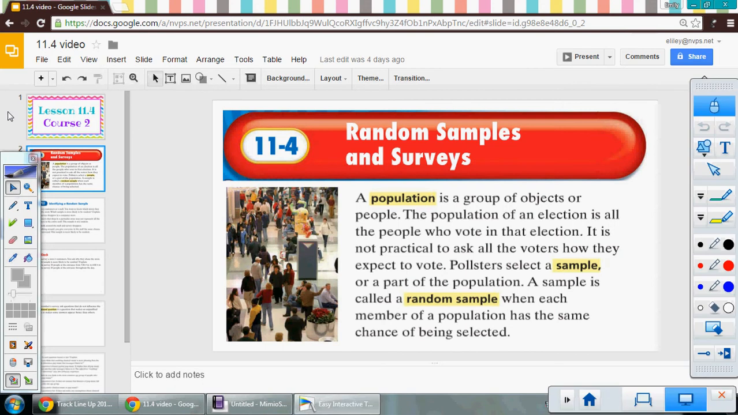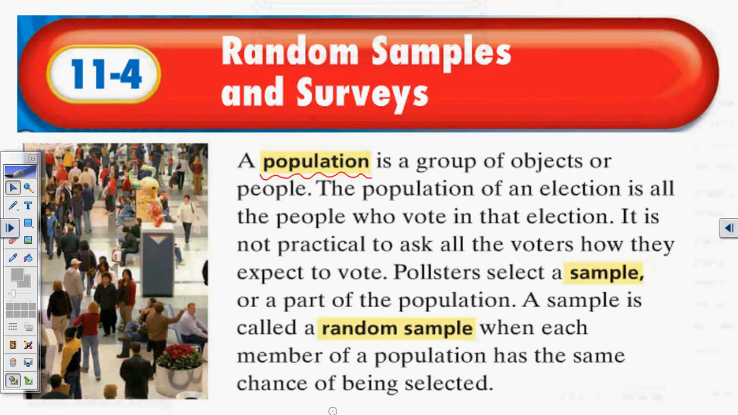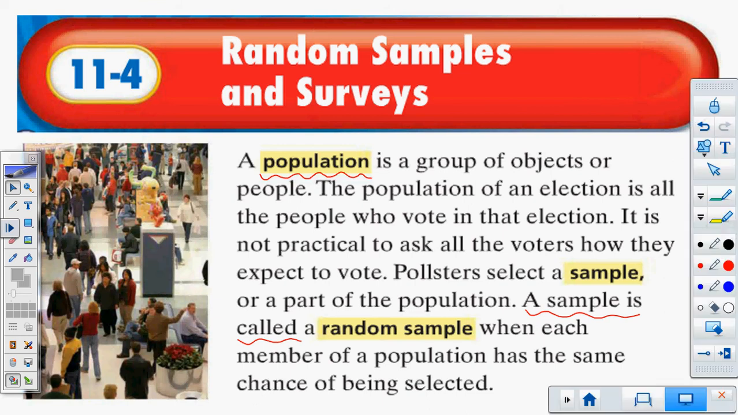If you can notice, they are highlighted. So please copy down: a population is a group of objects or people. Pretty simple. A sample is part of that population. So if I just take a sample of that, I'm only talking about a little bit. And then a random sample is a specific type of sample. A sample is called a random sample when each member of a population has the same chance of being selected.